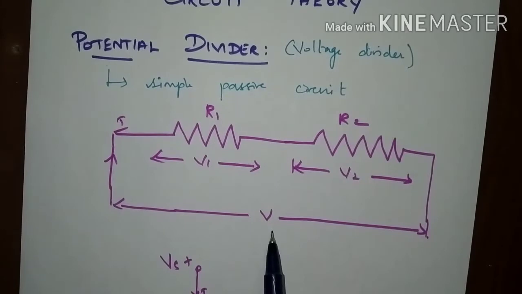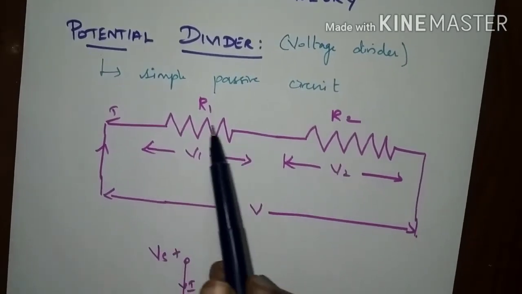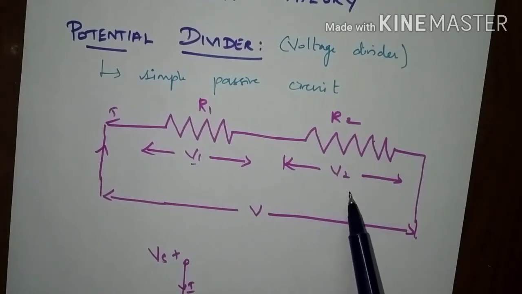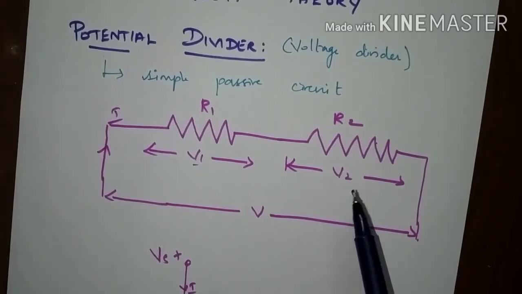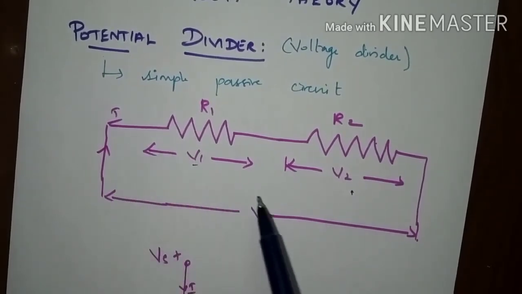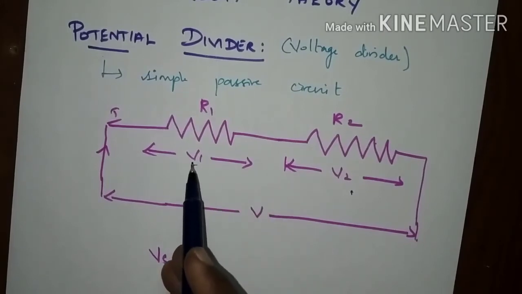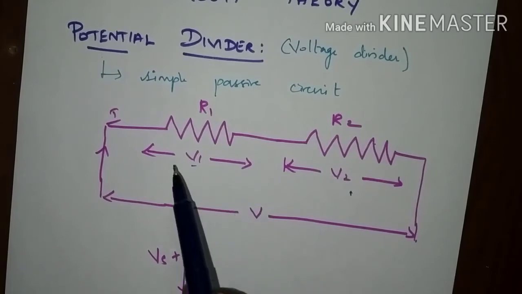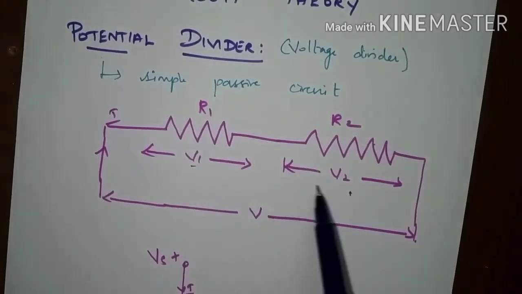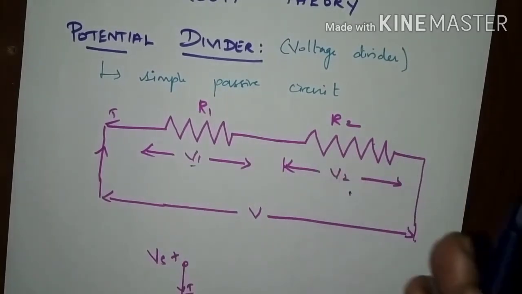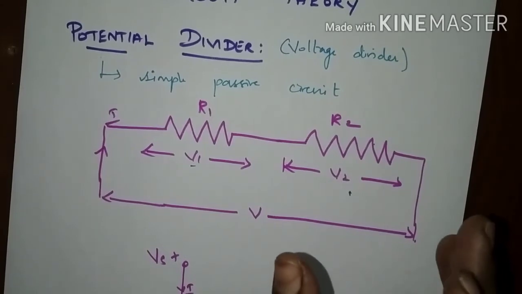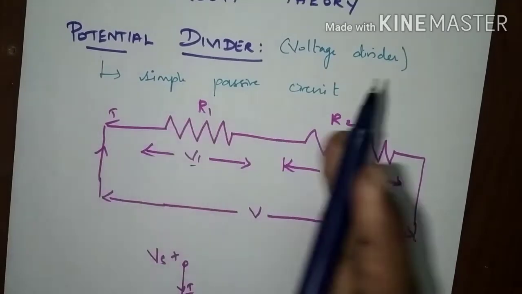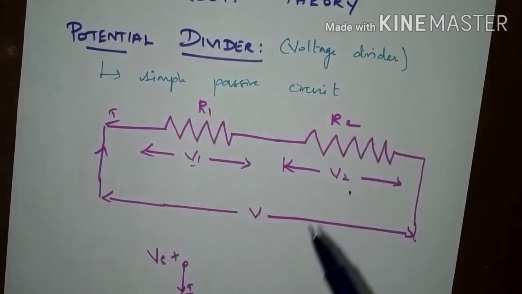Assume V is the applied voltage, the potential difference across the resistance R1 would be V1, and the potential difference across the resistance R2 would be V2. Here the total voltage V has been divided as V1 and V2. For example, if we have to find the voltage across V1 or across V2, we have to find that particular voltage. Since V is equal to V1 plus V2, the voltage has been divided due to the resistances connected in series.